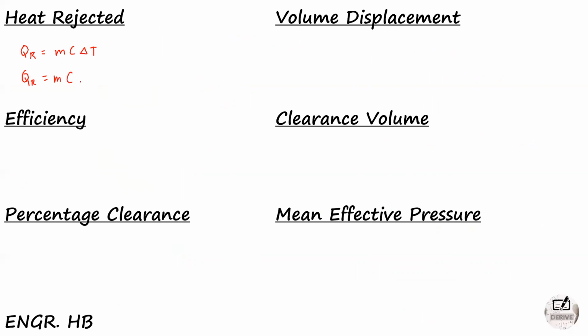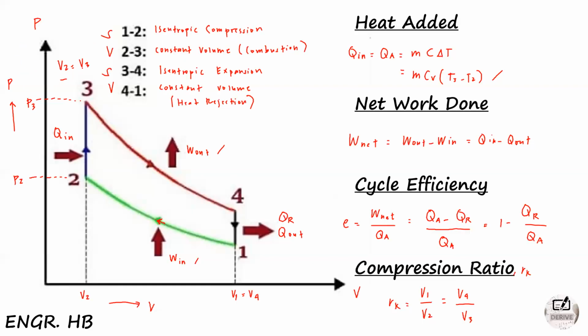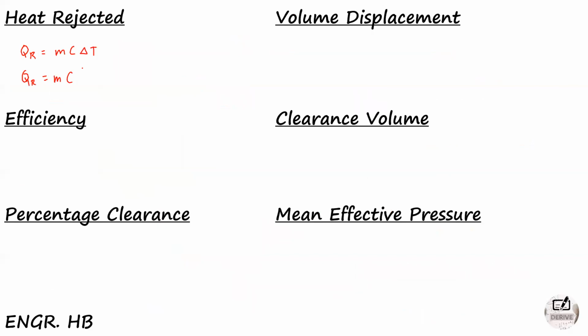Ang C niya is specific heat at constant, ayan, constant volume pa rin, kasi 0.4 and 0.1 is constant volume. And of course, this delta T is the difference between two temperatures. So that was T1 minus T4. So that was the formula for the heat rejected.